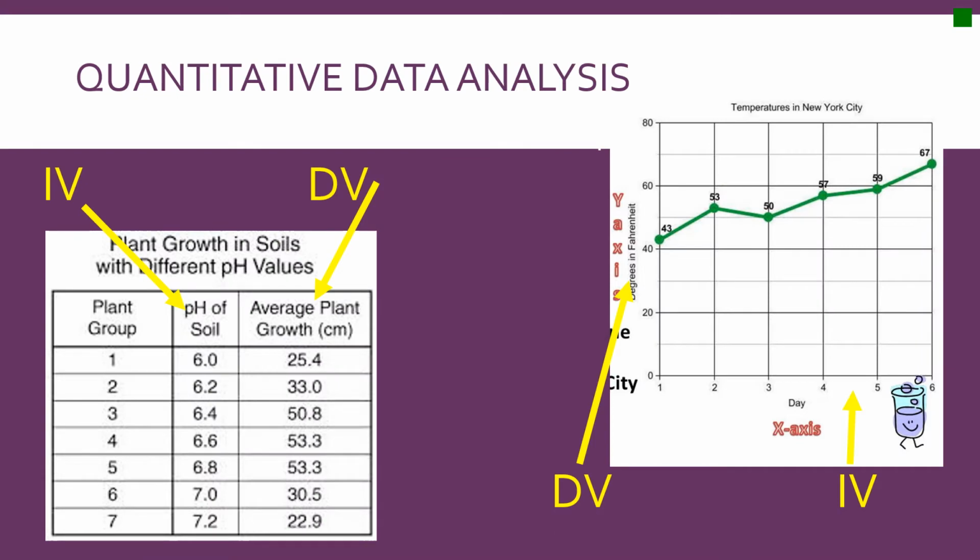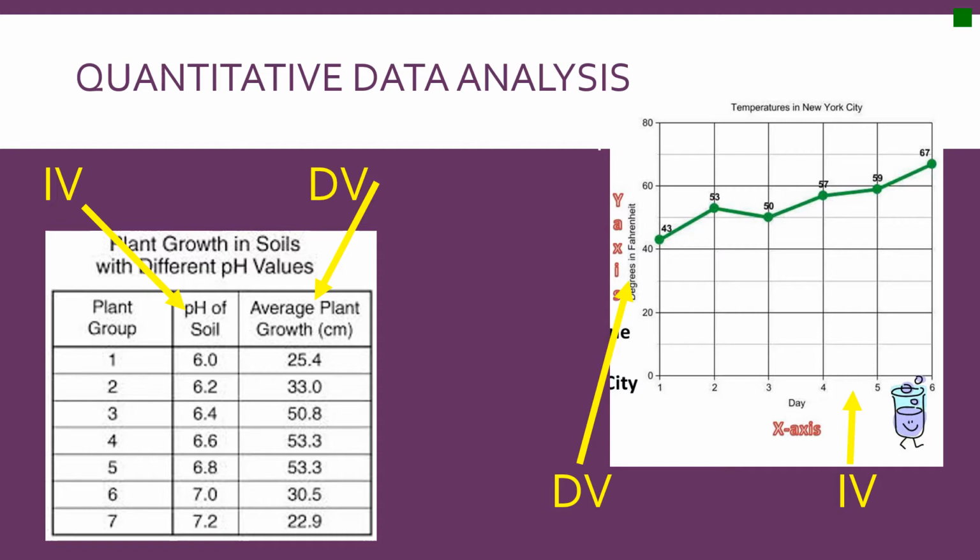Since our goal is to look at that quantitative data, we need to make sure we remember our two types of variables. When I take a look at my variables, remember we have my IV, which is my independent variable, and my DV, which is my dependent variable. When I'm looking at a data table, which could very easily translate over here to a line graph, remember the IV is the variable that you would manipulate, and you would place it down here on the x-axis.